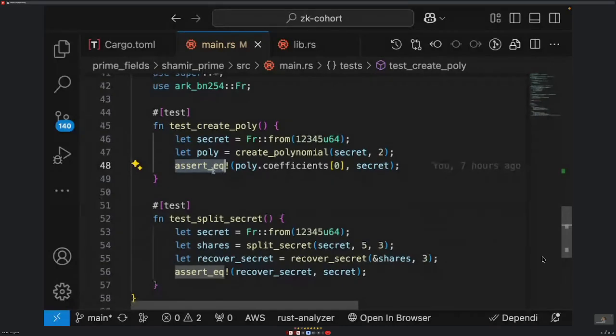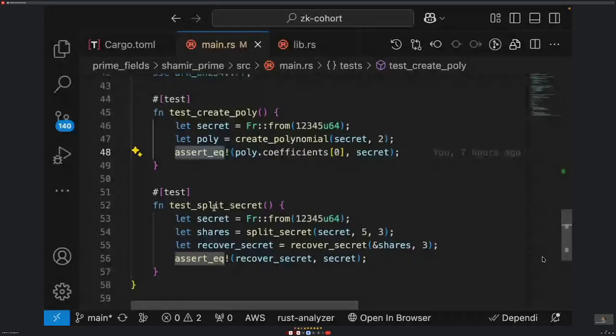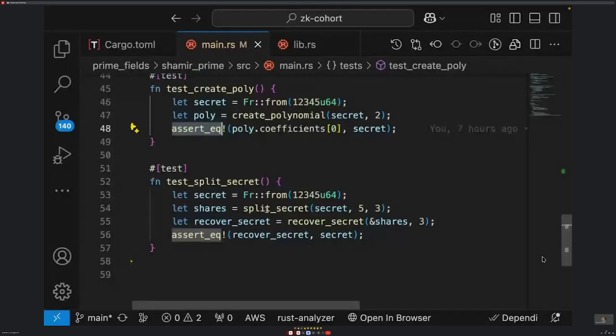So then the next test that I did was that I tried to take the secret and split the secret among 5 people. Then I passed a threshold of 3. Since I have 5 people, I'm passing a threshold of 3. So if at least 3 people come together, they should be able to create my secret. Then I have the recover secret.